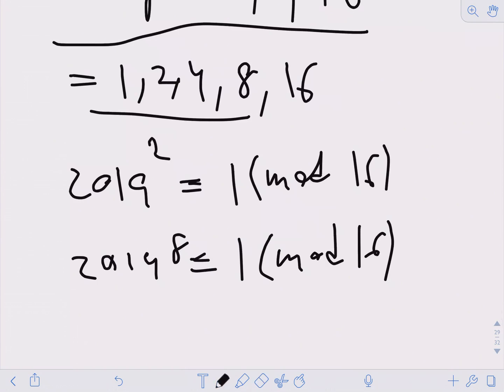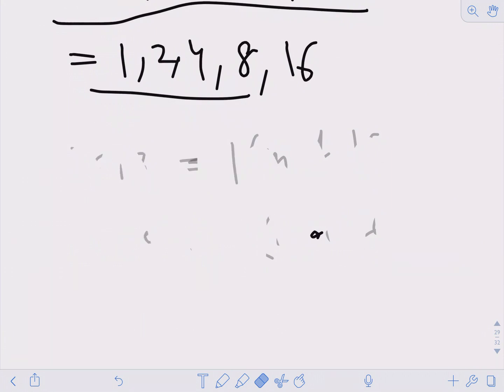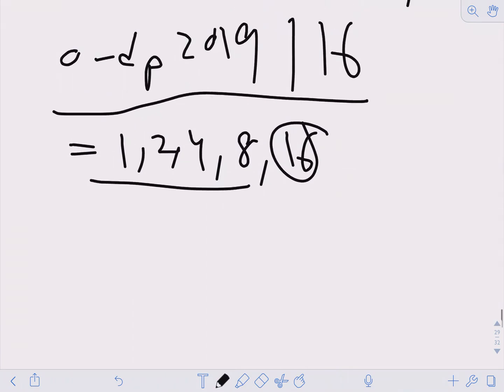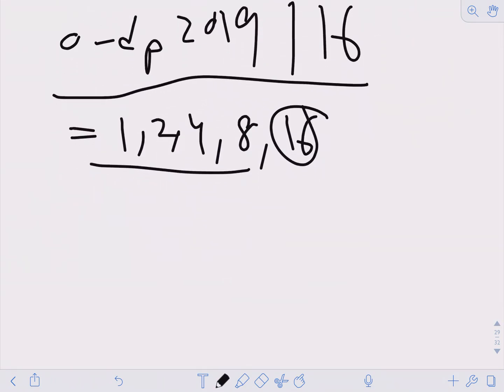Similarly, if the order were 2, we could raise both sides to the 4th power and obtain the same contradiction. If it were 4, we could square both sides and end up with the same contradiction. Finally, if it were 8, then we have a direct contradiction. So if it can't be 1, 2, 4, or 8, it's got to be 16. Alright, so the order is 16.